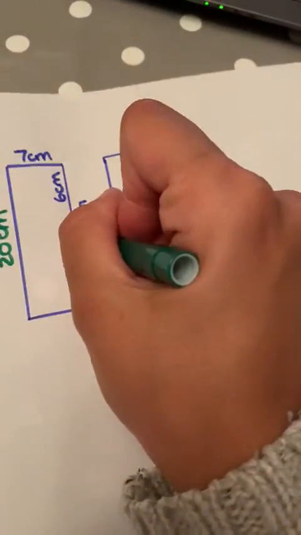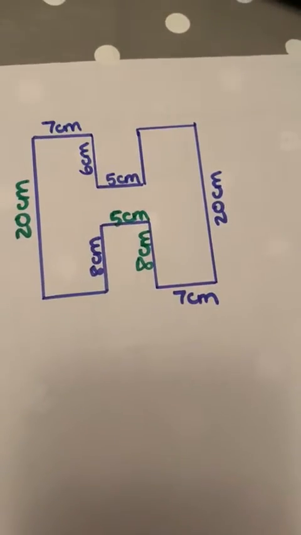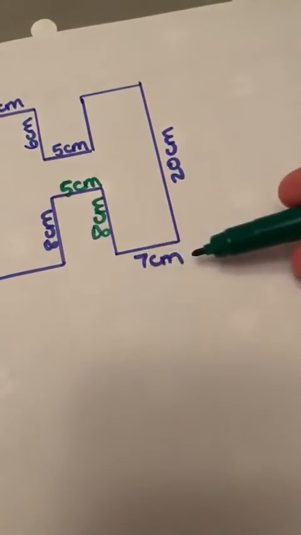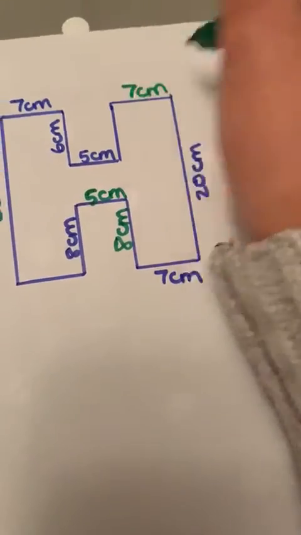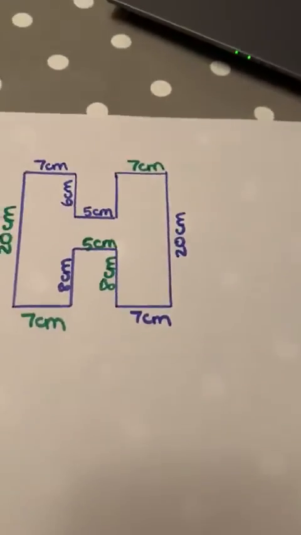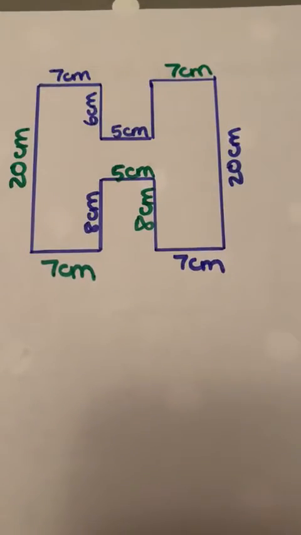Then, this must be 5, because those two are parallel. What about this top one? Well, it's in line with this shape, it's parallel with this line, so we know that must be 7 centimetres, and this bottom one down here also must be 7 centimetres. Can you pause the video now and work out the perimeter?